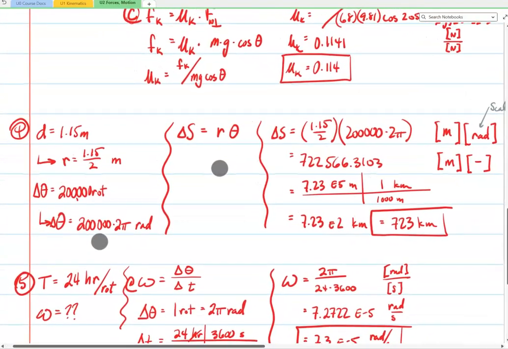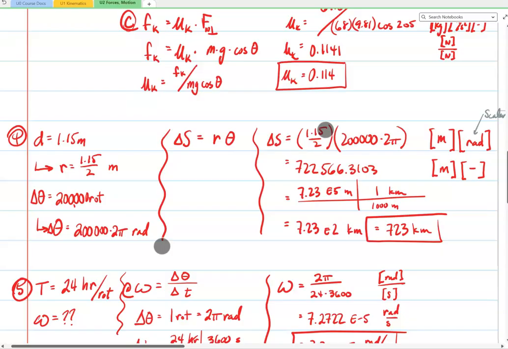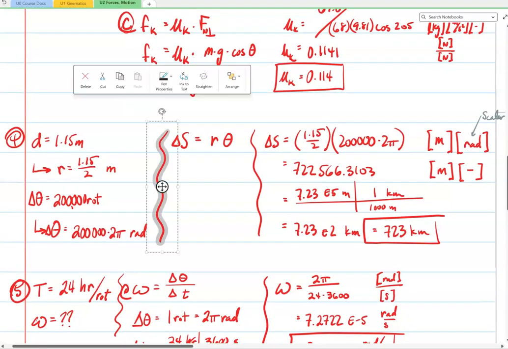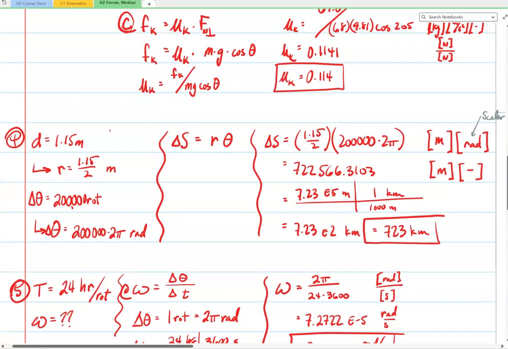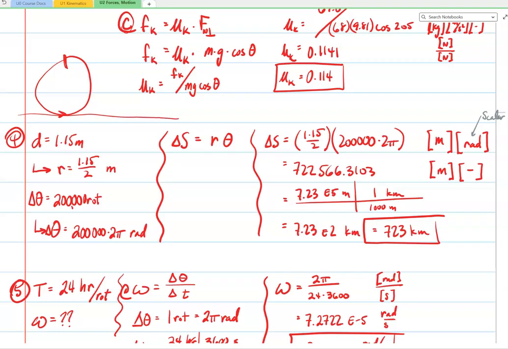Well, this one's pretty straightforward, although there are a couple things you've got to be on the lookout for. The diameter was supplied to us as 1.15 meters. So let's recall that most of our computations require a radius, so we're going to divide that by 2. Secondly, the rotations of the wheel: if we were to cut the wheel's circumference and lay this line flat, that ends up being the distance that the wheel travels in a single rotation.